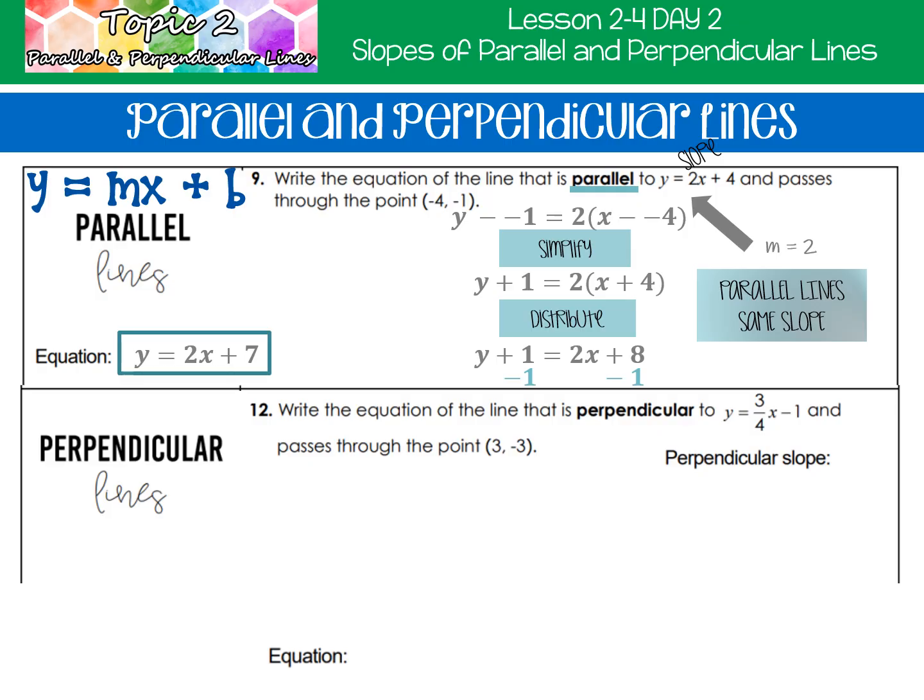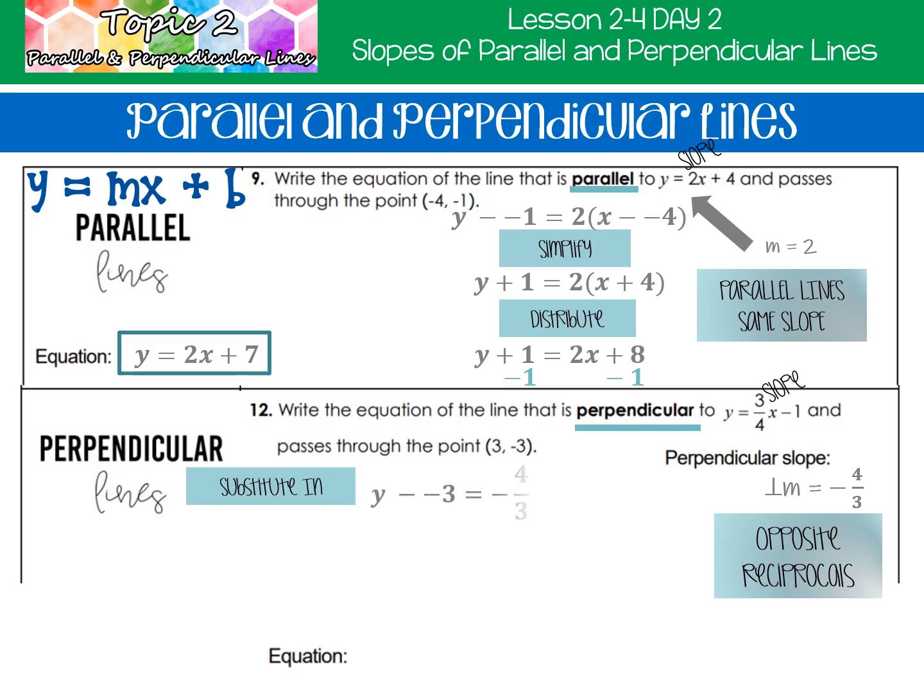Perpendicular lines. Write an equation of a line that's perpendicular to that line, and it's in slope-intercept form as well. So we know our slope is 3/4. But perpendicular slope is the opposite reciprocal. So we have to flip it and change the sign. So that's the one we're going to use when we write our equation of the line that passes through the point 3, -3. Let's put it in point slope form.